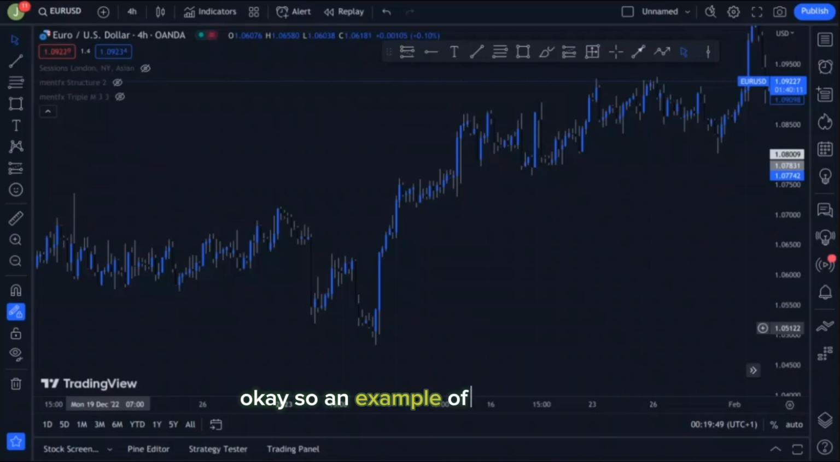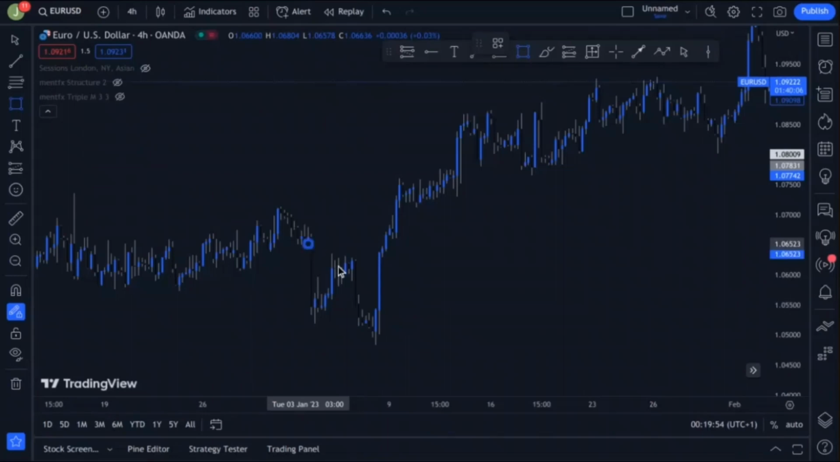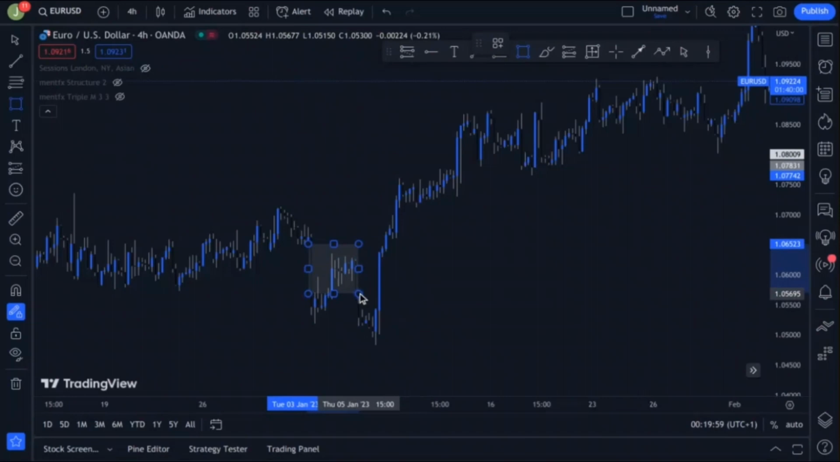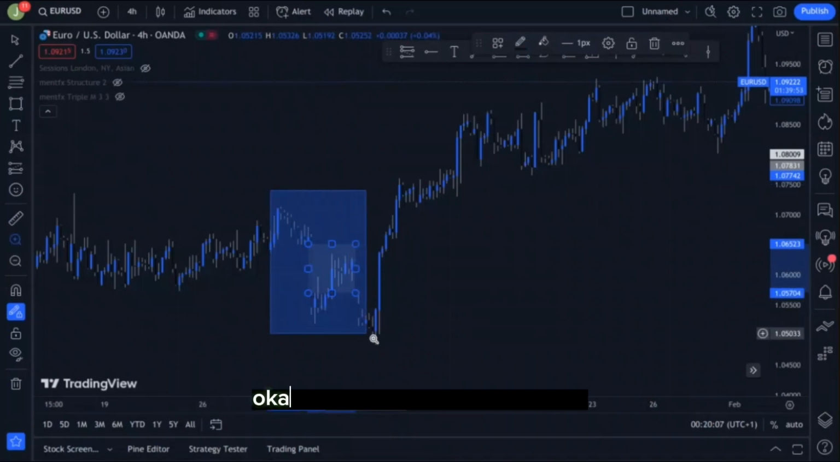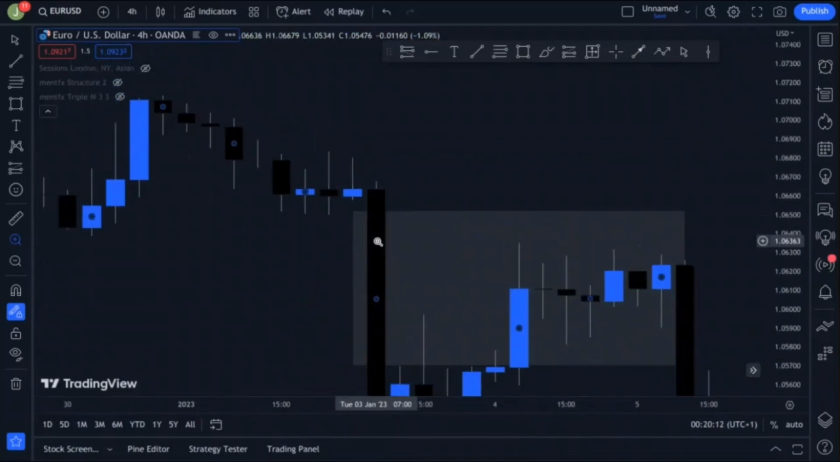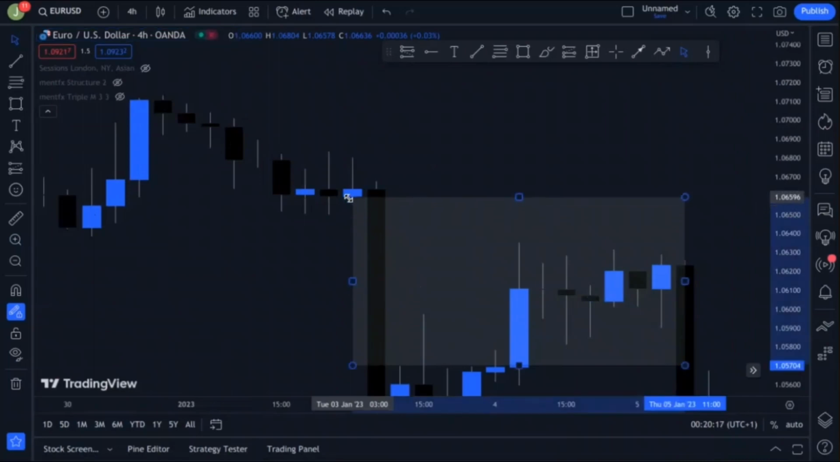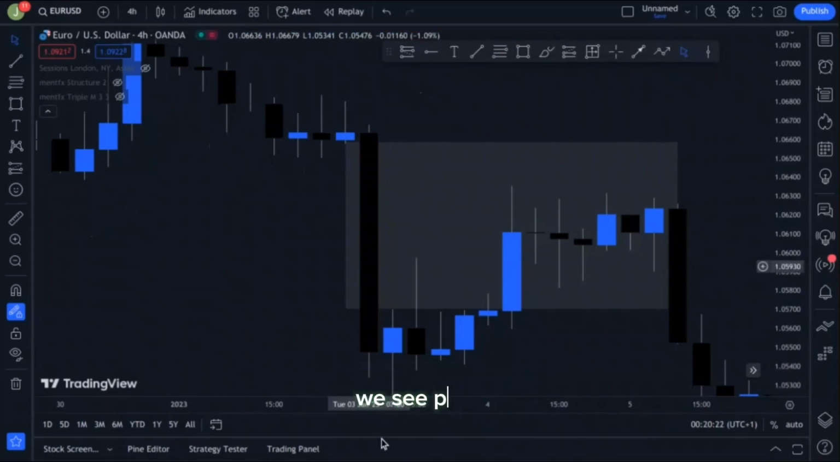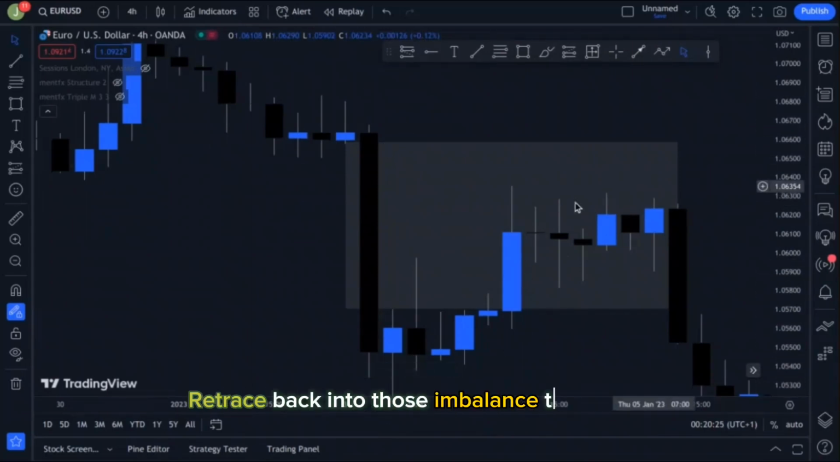Okay, so an example of imbalance is this zone right here. I would say I would have taken to this week. Let me zoom in. Okay, we see this selling pressure, this pure selling pressure. It was completely sells from here, very clean, pure selling pressure. We see price retrace back into those imbalance to fill them.